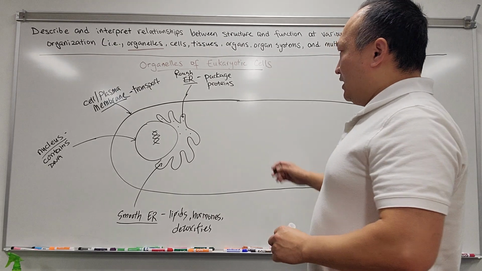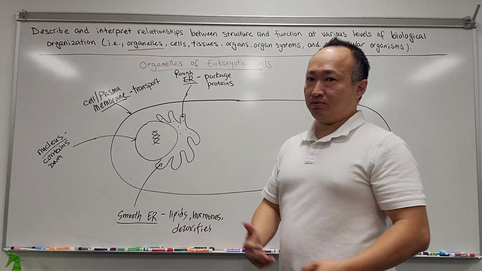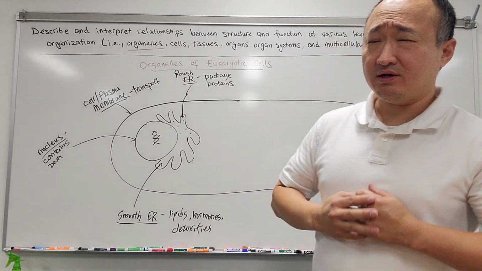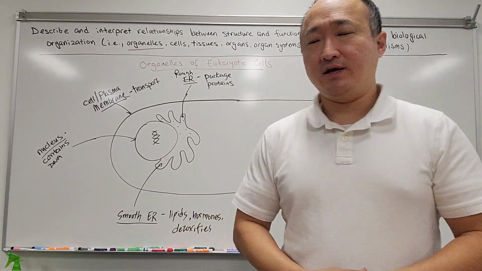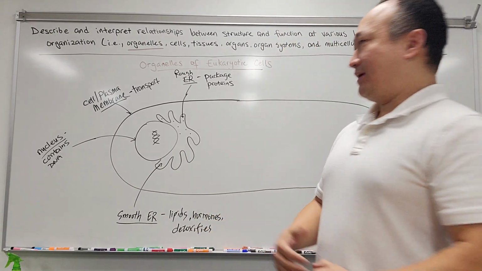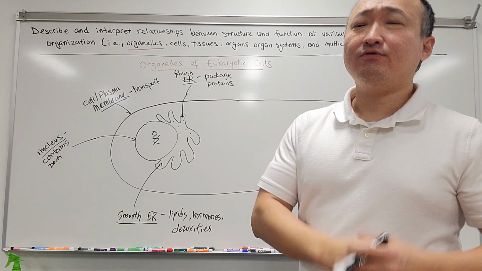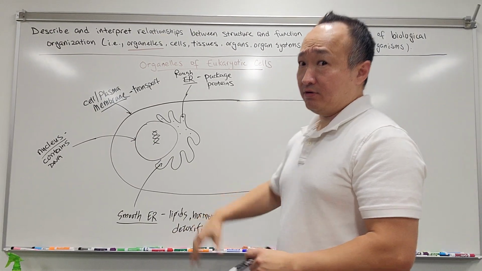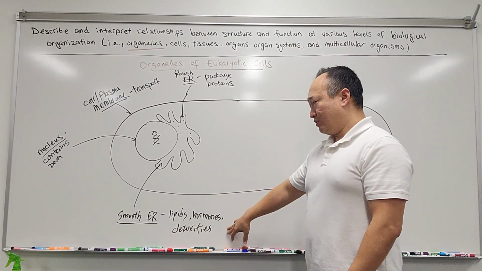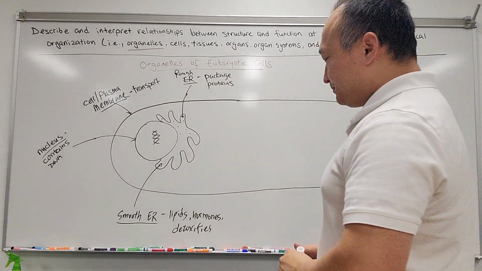Right, so your liver cells, for example, have a lot of smooth ER because one of the functions of your liver is to detoxify. So like someone that drinks alcohol, that alcohol will get converted into less harmful chemicals by the liver primarily. Right, so those are the three main things that the smooth ER does.